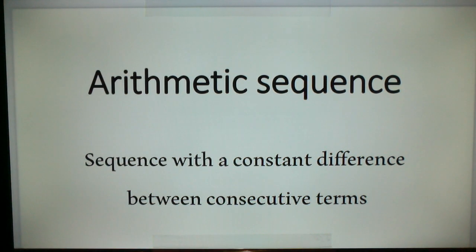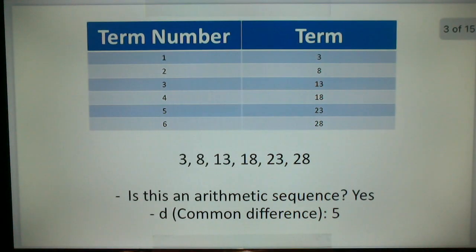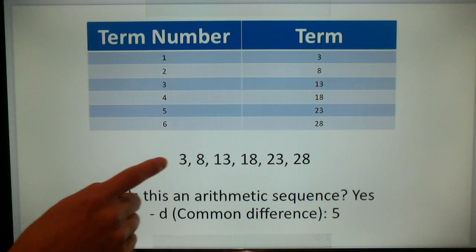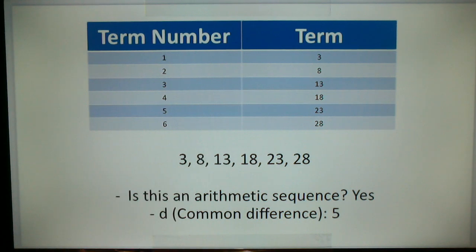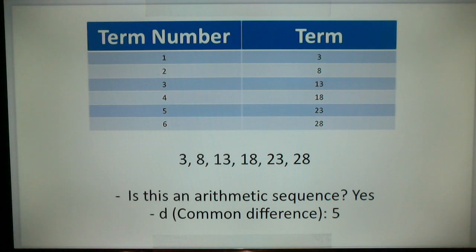We'll talk about arithmetic sequences today. If you remember, this means a sequence with a constant difference. So let's go over what it was about. The sequence was, look at this: 3, 8, 13, 18, 23, 28. Here, this is a sequence. So is this an arithmetic sequence? Yes, because we have a common difference, 5, right? 3 plus 5 is 8. 8 plus 5 is 13. Plus 5, 18. Plus 5, 23. That's what we talked about last time.